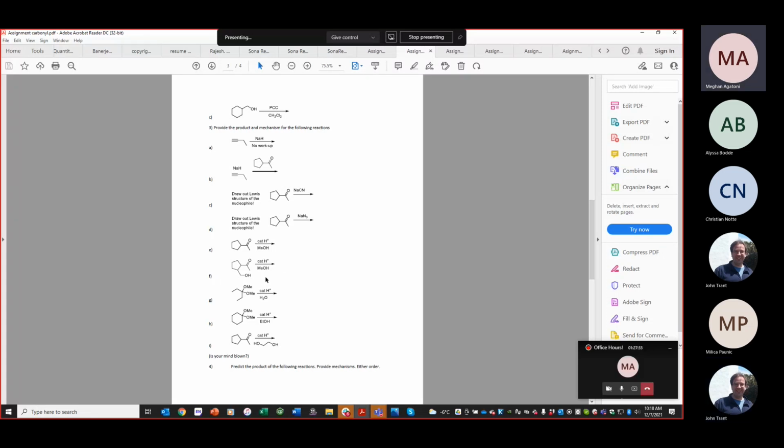Looking at the answer key, I was wondering why at step 3 you didn't just deprotonate the alcohol. Oh, you want the answer key.